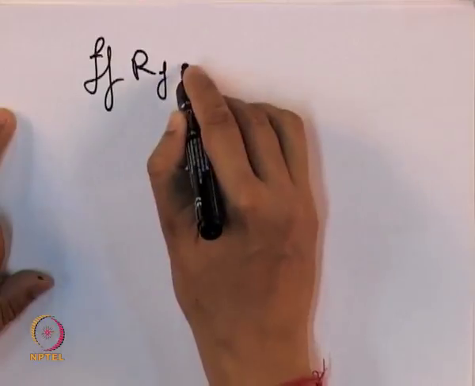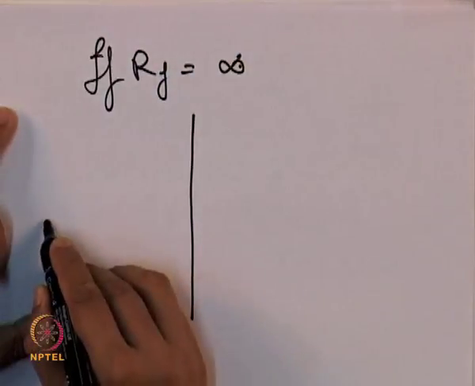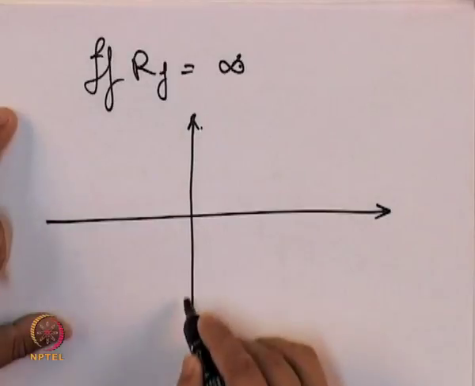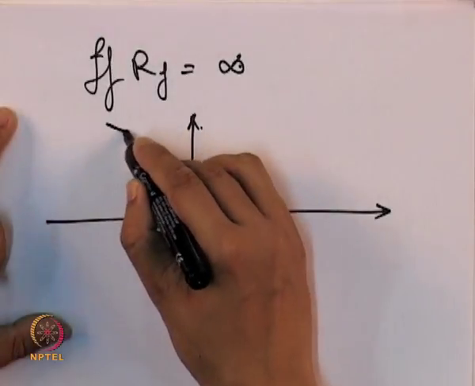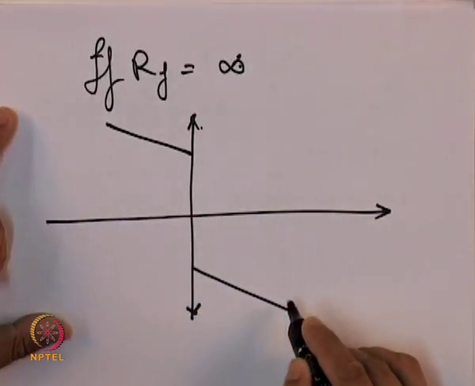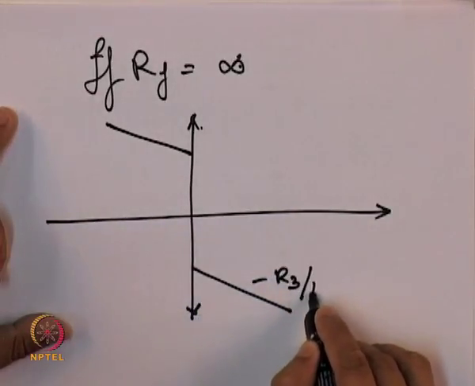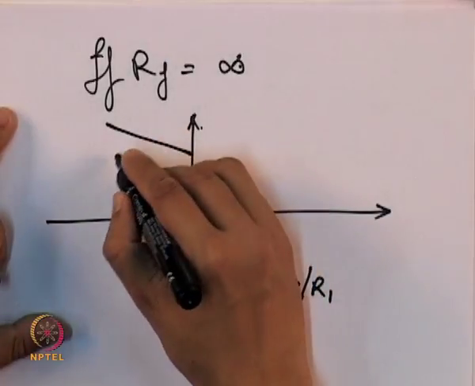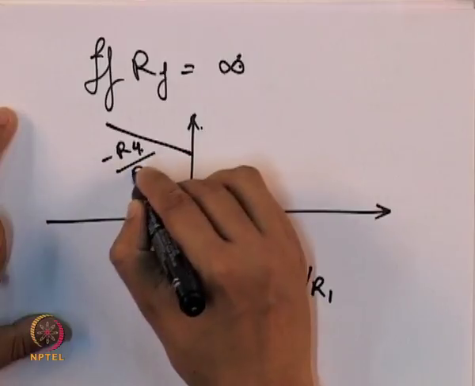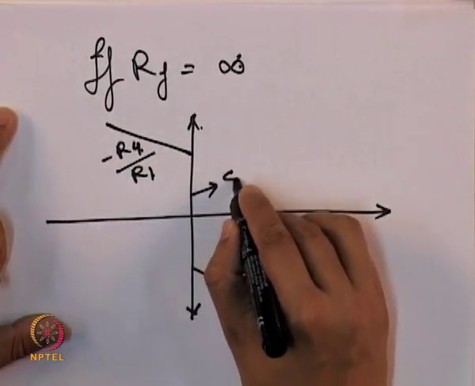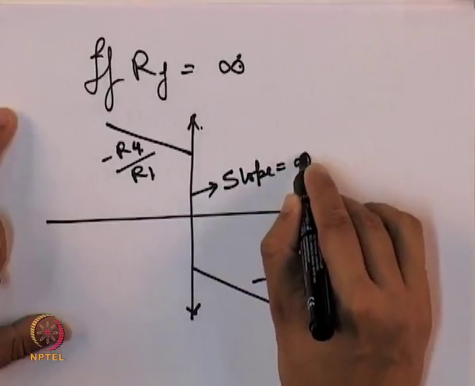Now, if you make Rf equal to infinity, then the characteristic becomes something like this. The slope is minus R3 upon R1, and here the slope is minus R4 upon R1. Here the slope is infinity. Okay. In this lecture, we studied one of the two types of limiters that I had mentioned.